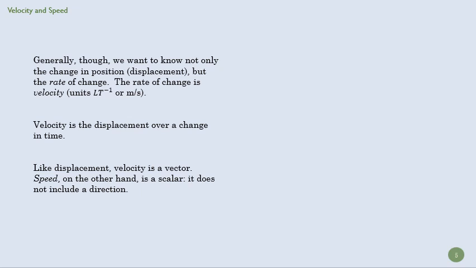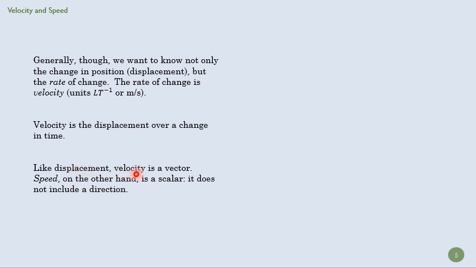Now we want to talk about how long it takes us to make that change, that displacement. And the rate of change is a velocity. And so velocity is displacement over a change in time. Our units are, if we remember from last time, length times time to the -1, so length over time, and standard metric is meters per second. So velocity is a change over time.